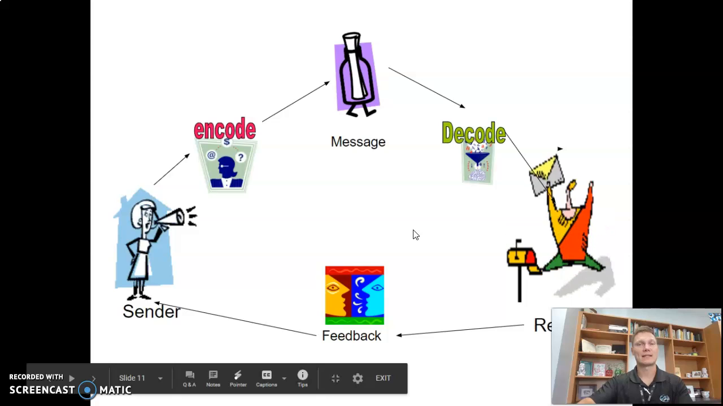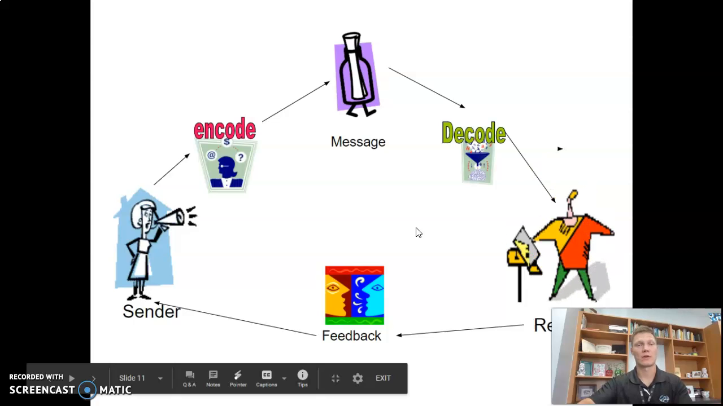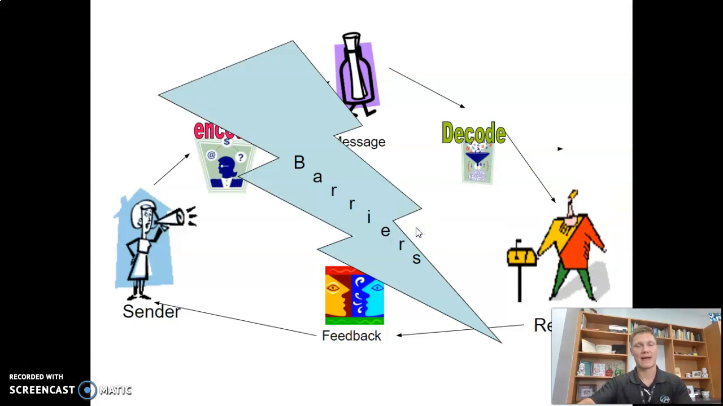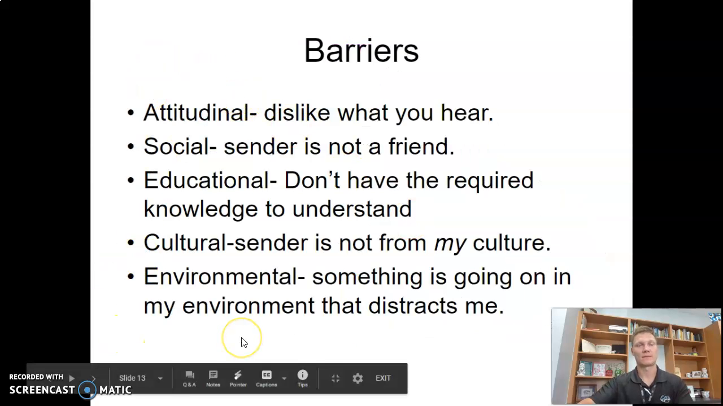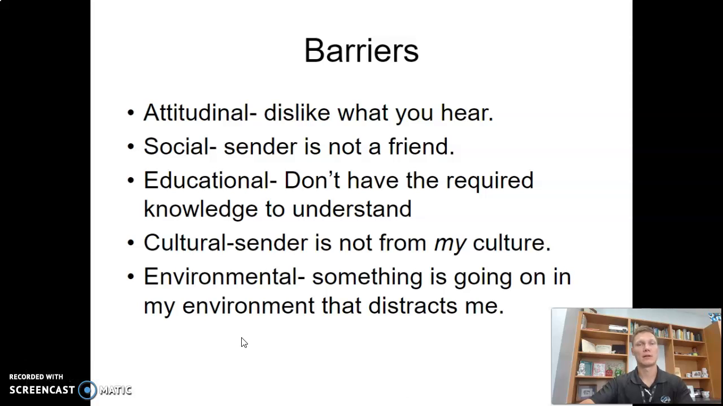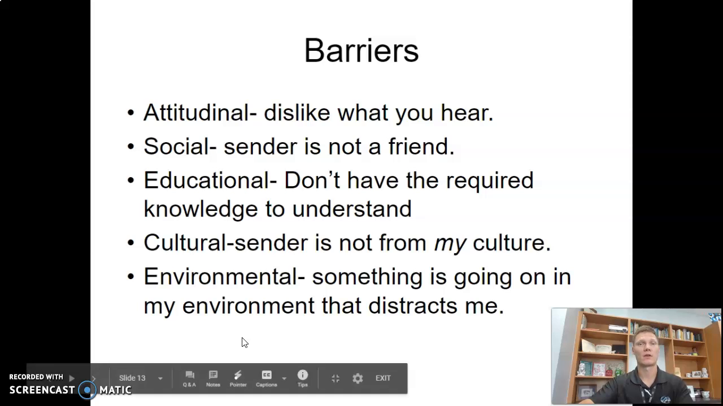So what happens if that intended message isn't occurring? Well, barriers have happened. Those barriers can be any of these five: attitudinal, social, educational, cultural, and environmental. I would suggest pausing at this slide to write them down. These are also covered in Chapter 1 of the green text.